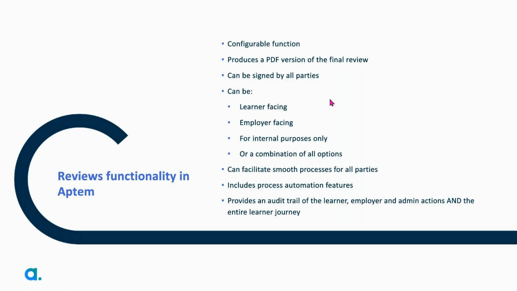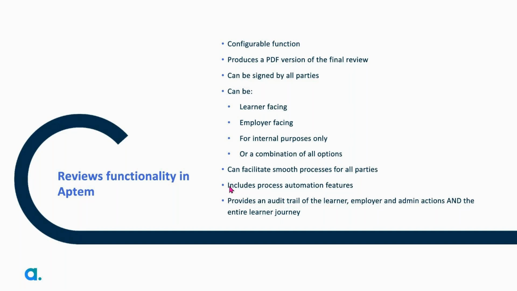So reviews in Aptem, thinking about that word forms, any form, and thinking about the onboarding journey, we can use the forms to be learner facing. So if you wanted to engage in a learner interview, telephone interview, for example, we can make it learner facing and record all of that. We can also make it employer facing, and we can also use reviews for completely internal purposes only. So thinking about eligibility reviews and checks and progressing learners through the system, or we can use a combination of all options. So reviews can include all parties if that was an option for us. So thinking about a tripartite as well.